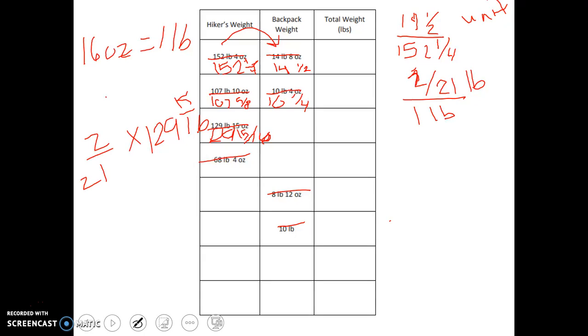And when we simplify it, here's what the hiker should be putting in their bag. They should be putting 12 and 3/8 in their bag.